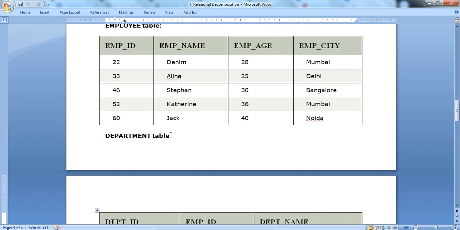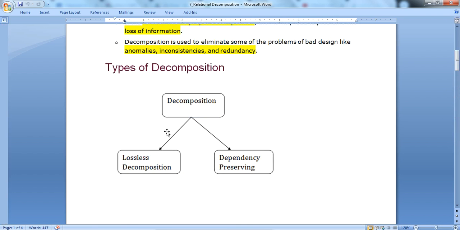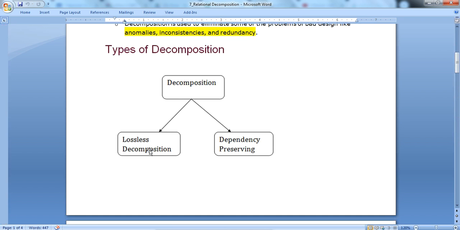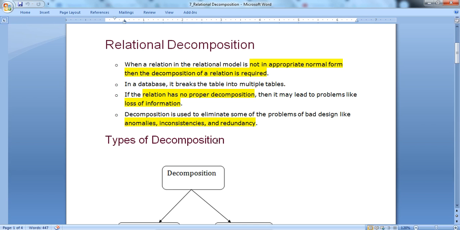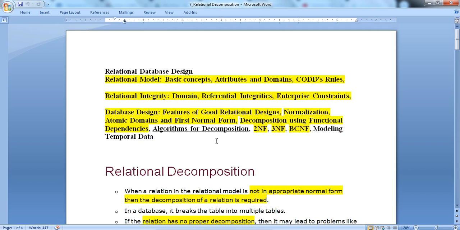These are simply the decomposition types: lossless decomposition and dependency preserving decomposition. This is simply the explanation about relational decomposition.